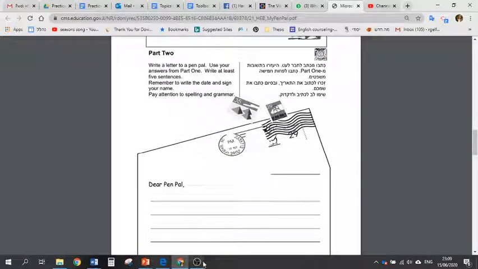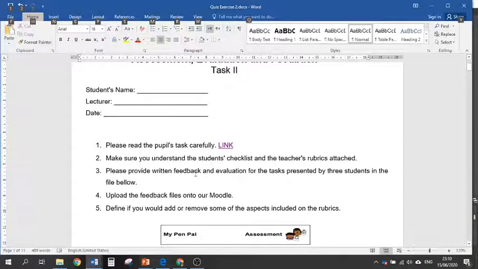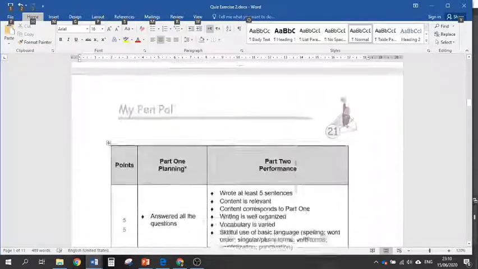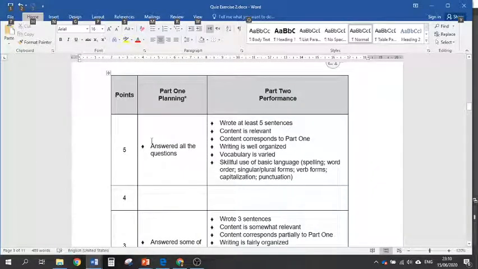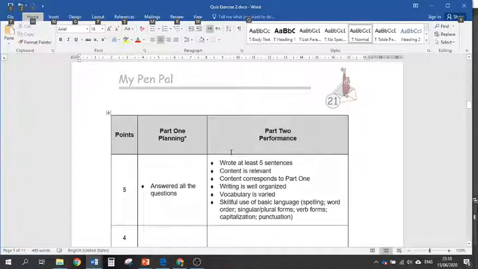Okay, so let's go back now to our task. So we read the pupil's task. Number 2, make sure you understand the student's checklist. We did, and the teacher's rubrics attached. Let's check the rubrics. This is the rubric. There are 2 parts to the teacher's rubric. A rubric is a table, or you can say a checklist for us as teachers to evaluate our students or to assess our students' papers.